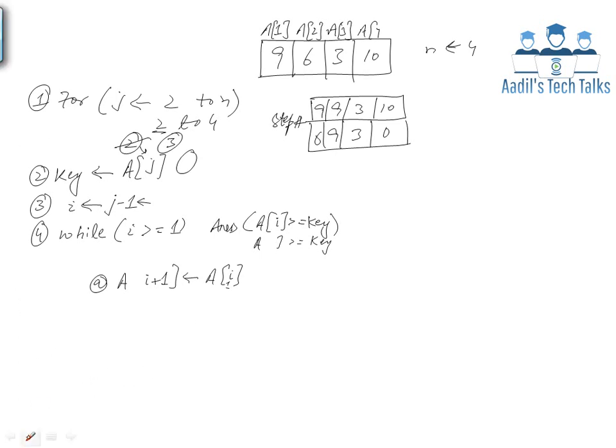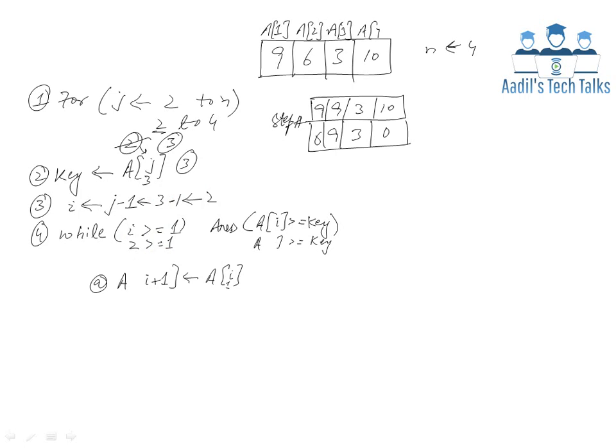Okay guys, so now the value of j is 3 and the element on location 3 is also 3. So i gets j minus 1, this means 3 minus 1, so the value of i is 2. Now the condition is i, 2, is greater than or equal to 1. Yes, i is greater than or equal to 1.